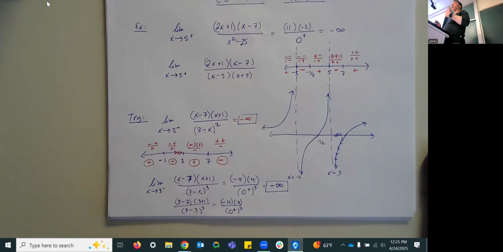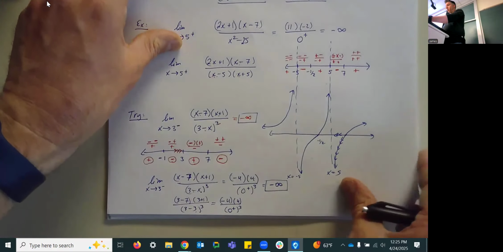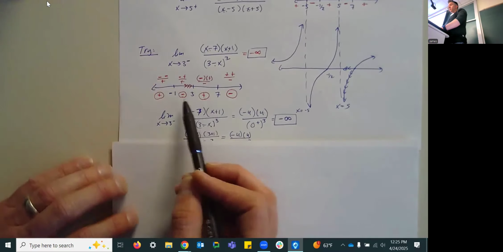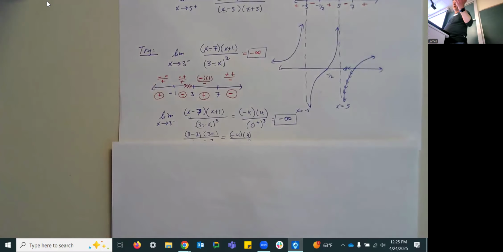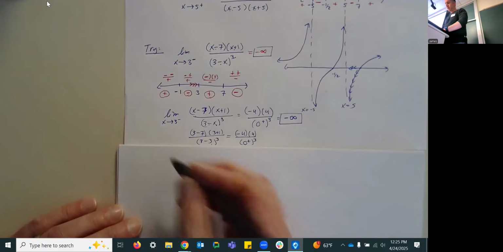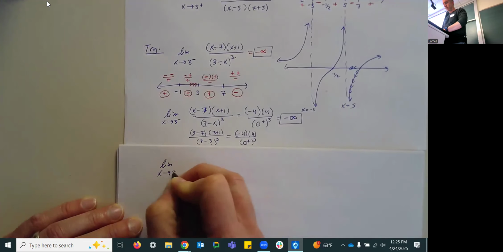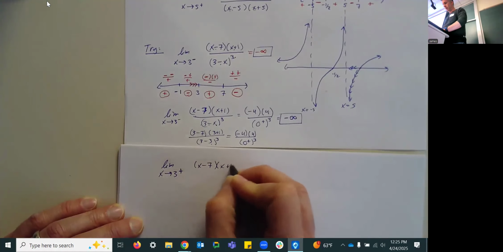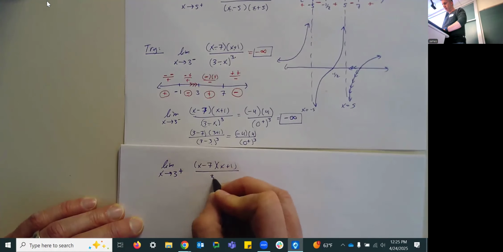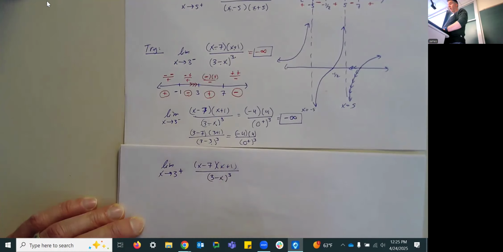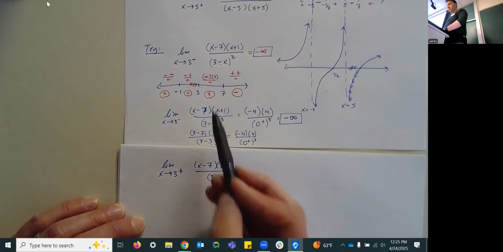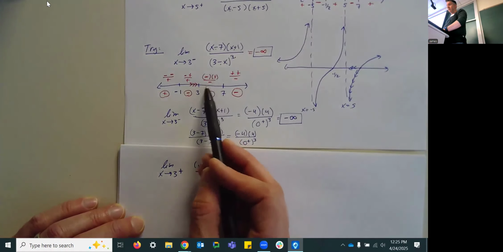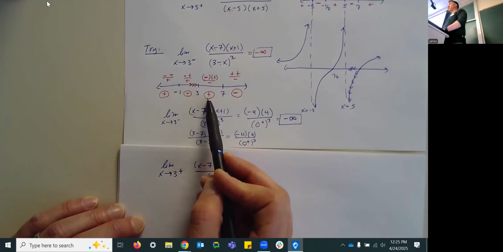If I think about plugging in 2.9, I can see that 3 minus 2.9 is slightly positive. On the other side, I will say this sign chart is actually especially useful if they're asking for more than one side. So if I then asked for the limit as x approaches 3 from the right-hand side of x minus 7 times x plus 1 divided by 3 minus x cubed. Well, I know I'm still dividing by 0, so I know it's going to be infinity or negative infinity. And looking at the sign chart, the right-hand side of 3 is going to be positive overall. So I'm pretty sure it's going to be positive.